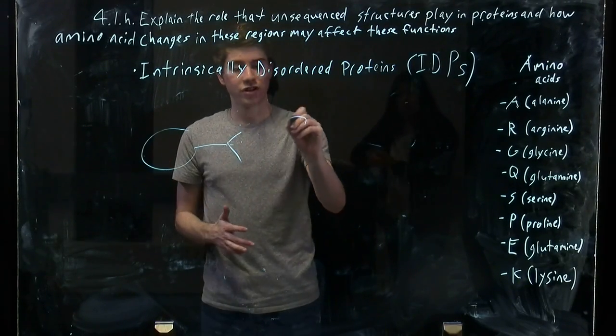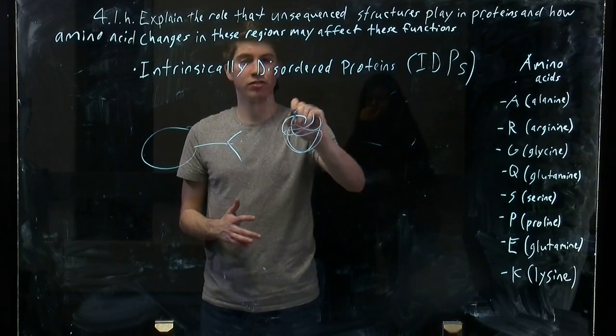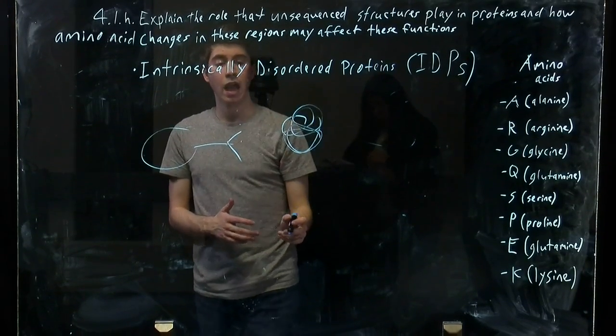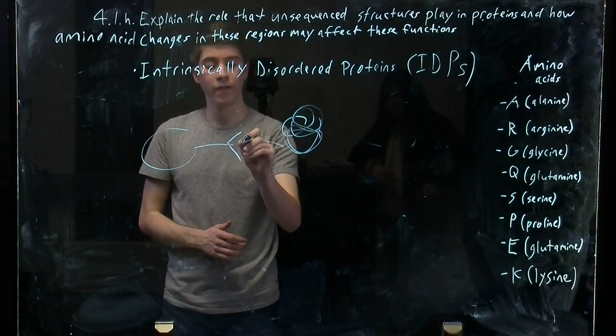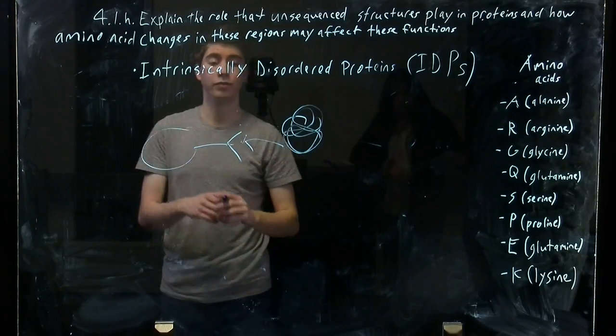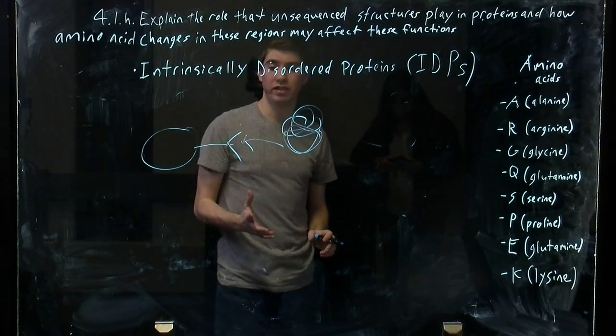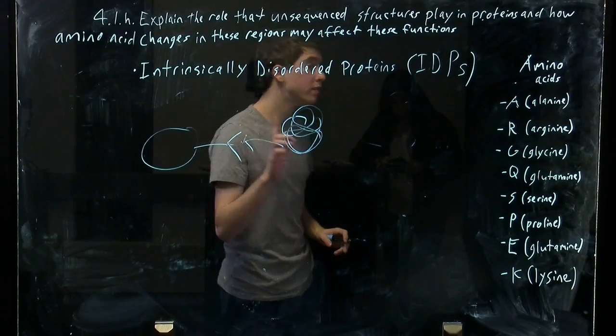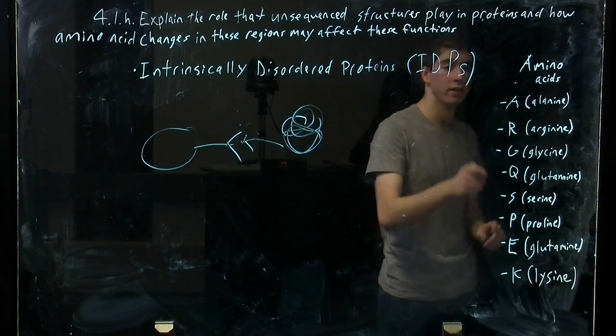So let's just imagine this squiggly line. This is our IDP, and it is able to fit in here simply because it doesn't have the rigid structure that other proteins have. And the reason for this is these amino acids right here.